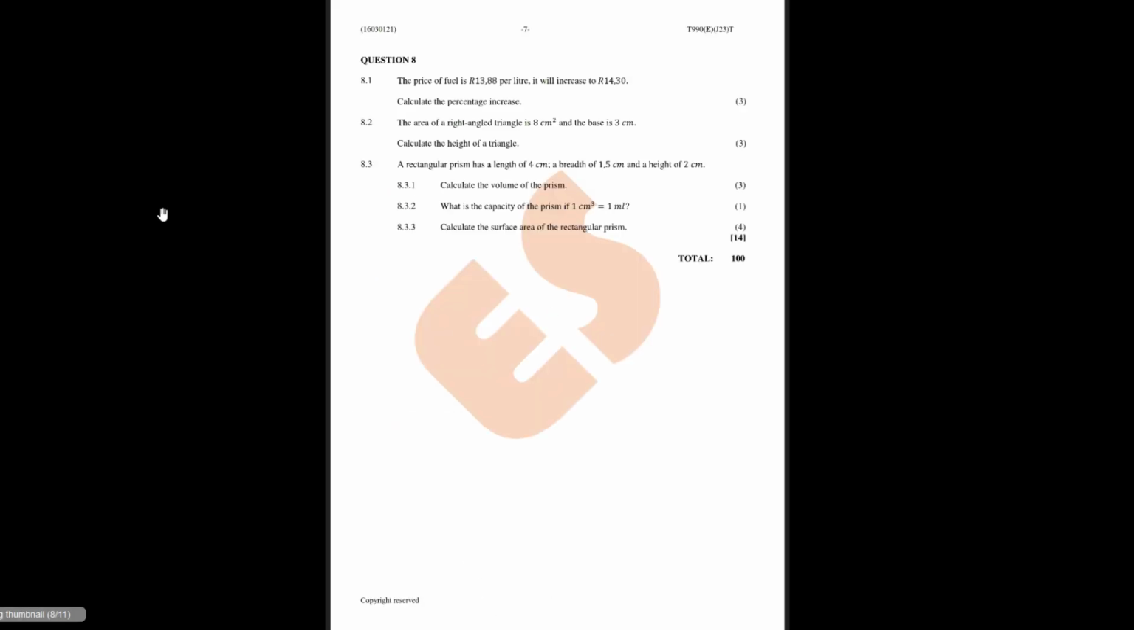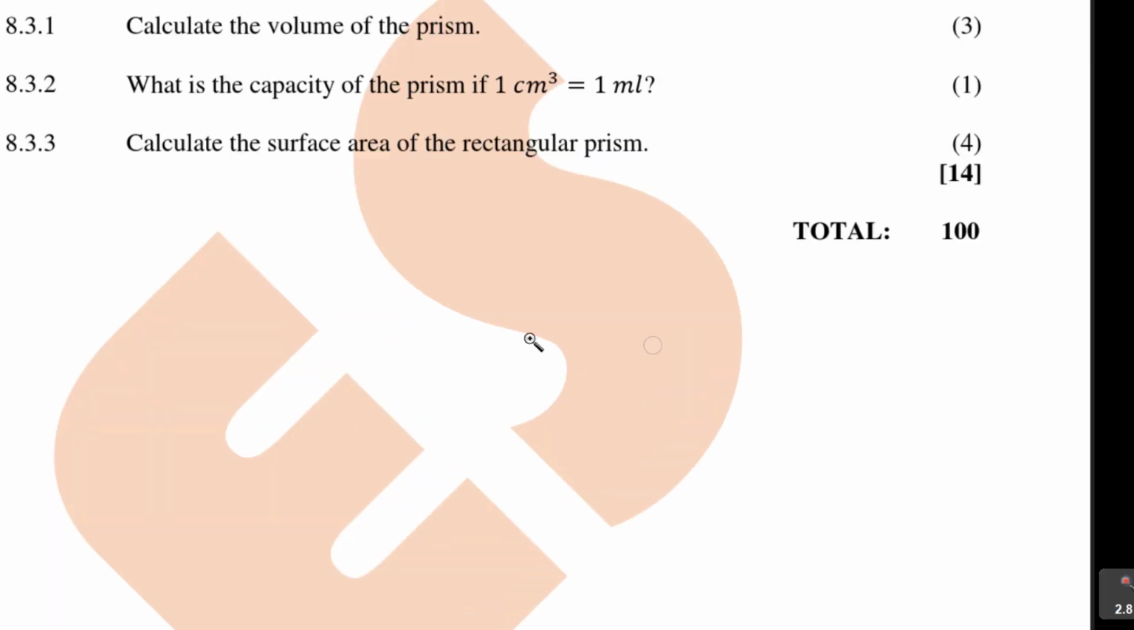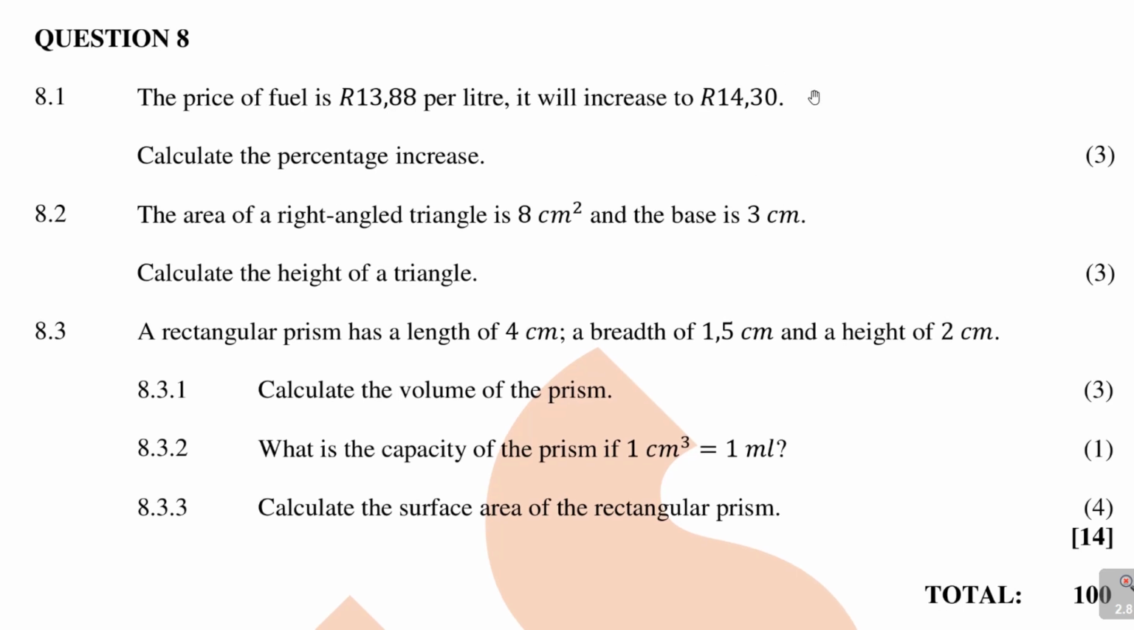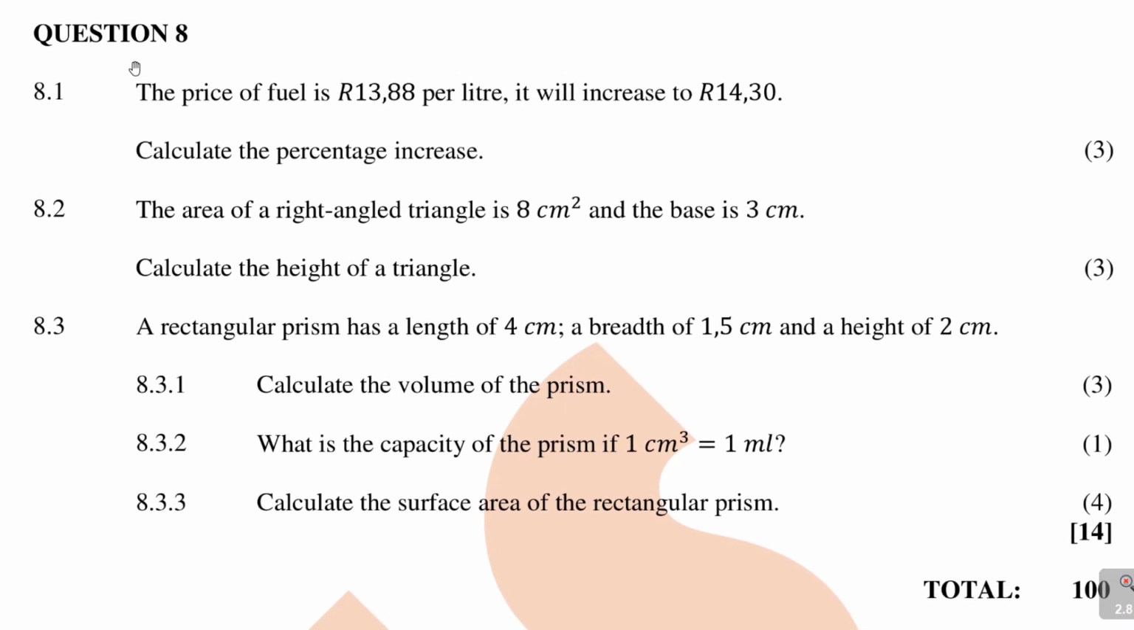And I think this is almost the end. I did this yesterday, but I can just do a few things if you want me to. On this one, it says the price of fuel is 13.88 per liter. It will increase to what? To 14.30. How do you calculate the percentage increase?